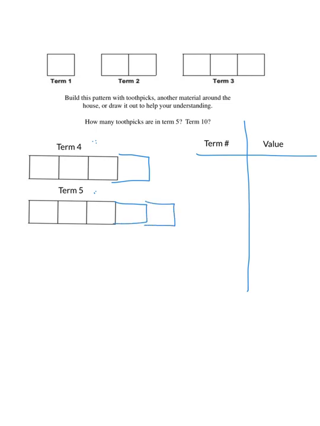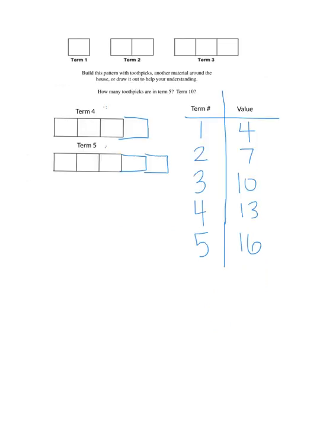So if I take a look, I have term number 1 has 4 toothpicks to make it. Term number 2 has 7 toothpicks. 3 has 10. 4 has 13 toothpicks. And if I keep this going, 5 has 16 toothpicks. So as you can see, there's my answer to the first part of the question, how many toothpicks are in term 5? My answer would be 16 toothpicks.